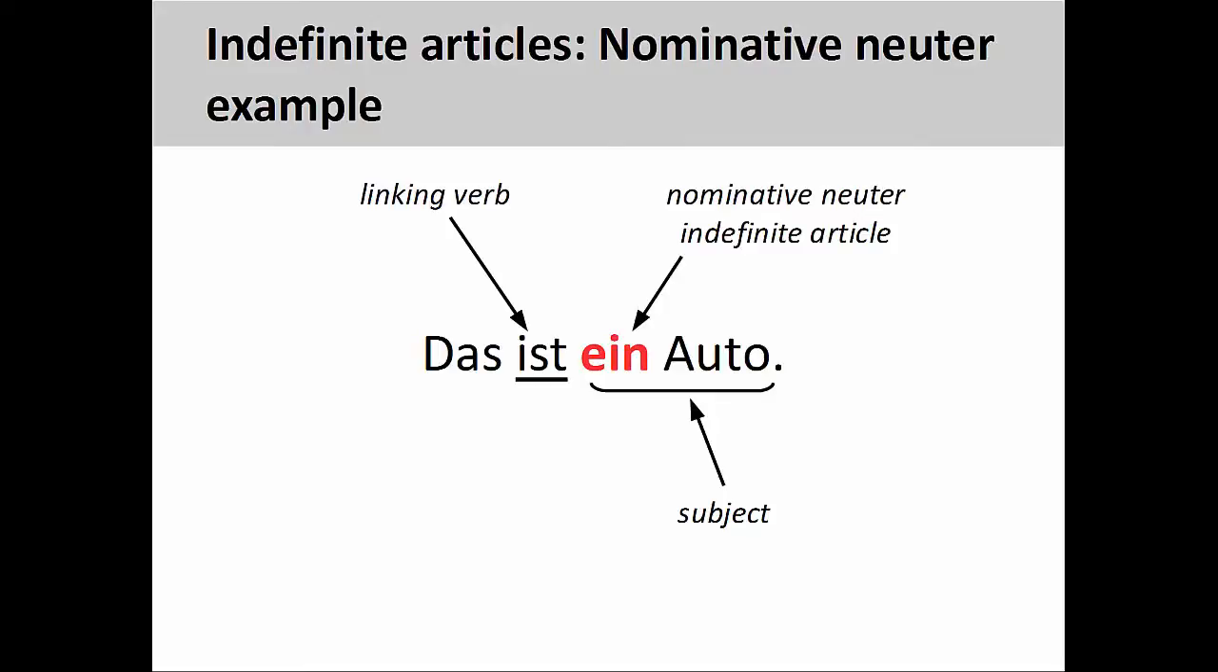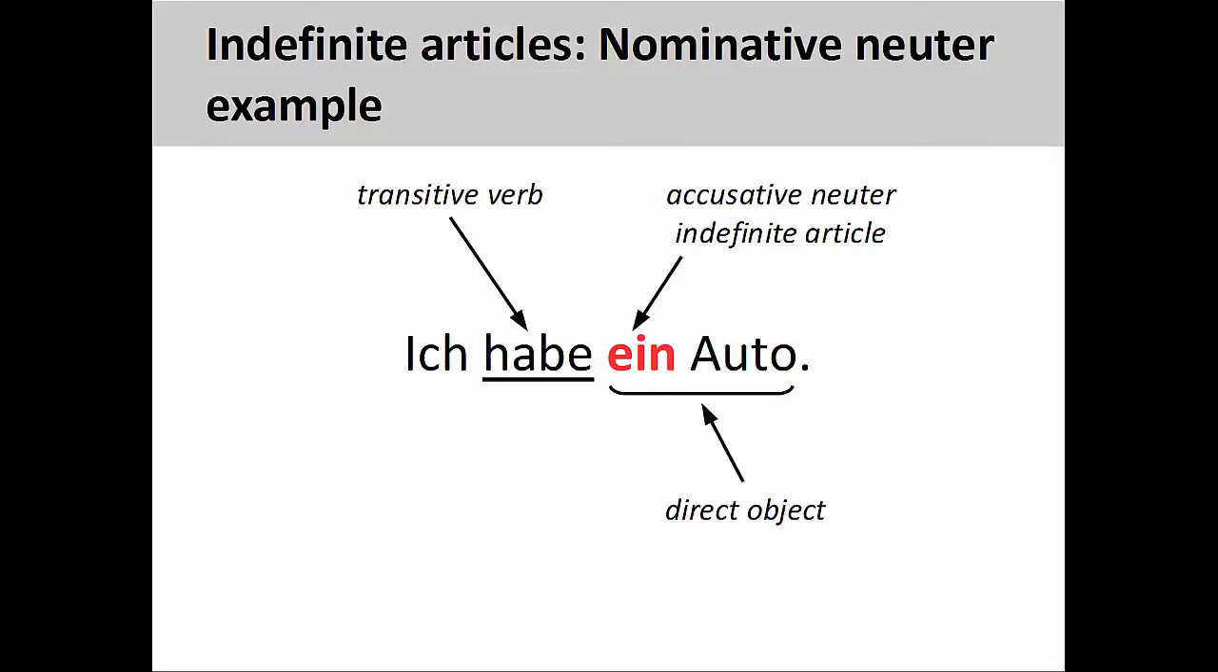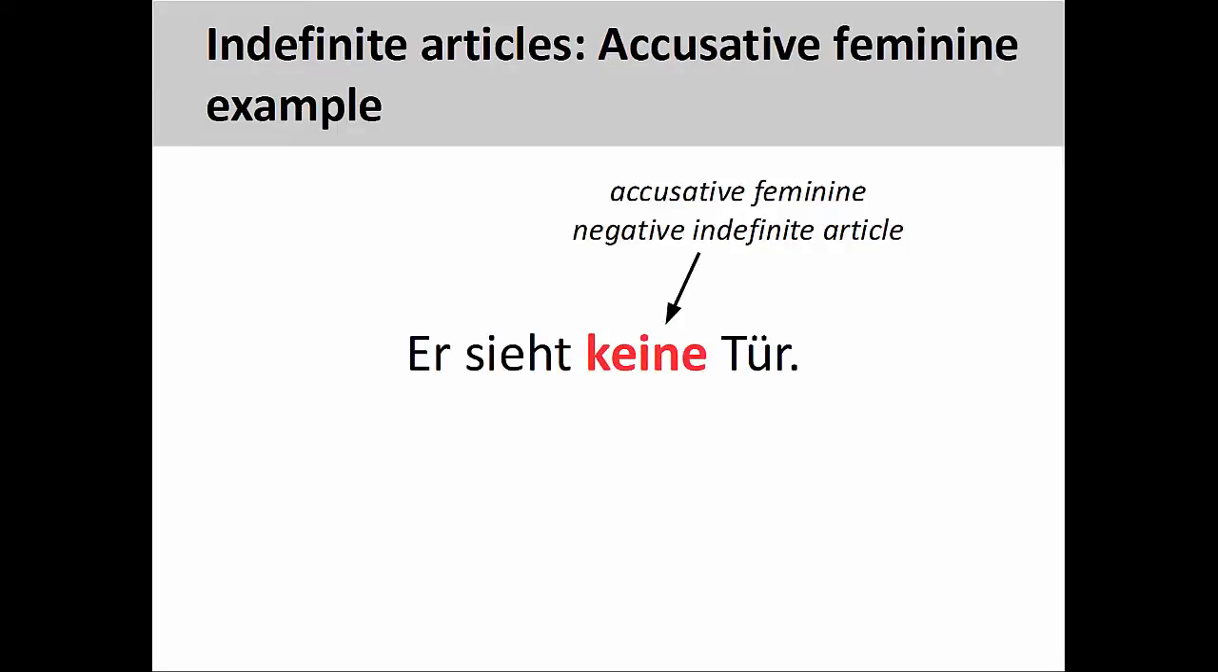By looking at the verb, however, you can guess whether the neuter indefinite article is nominative or accusative. Here, the linking verb indicates that Auto is a predicate noun and ein must be in the nominative case. And here, the transitive verb indicates that Auto is a direct object and ein must be in the accusative case. Paying attention to verb forms is also important when dealing with feminine and plural indefinite articles. Finally, to distinguish between feminine and plural indefinite articles, you will need to be familiar with plural noun endings.